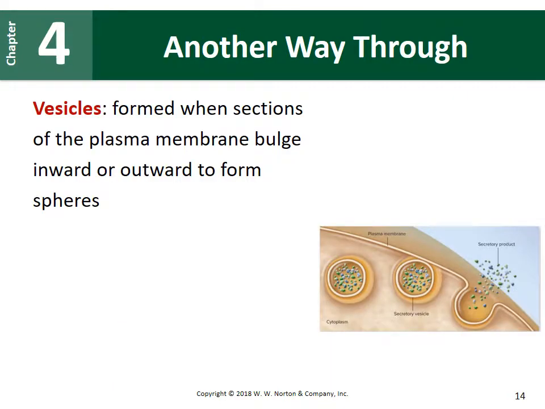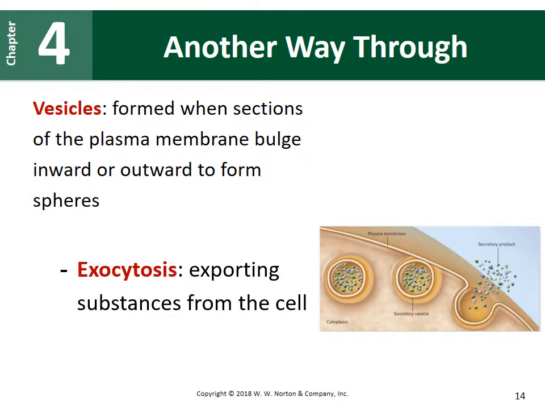Another type of transport that can occur for cells happens when cells create vesicles. Vesicles are formed when sections of a plasma membrane bulge inward or outward to form spheres. If these spheres contain something that the cell wants to get rid of, those vesicles can travel to the plasma membrane of the cell and do exocytosis. So this is when we're going to export a substance out of that cell.